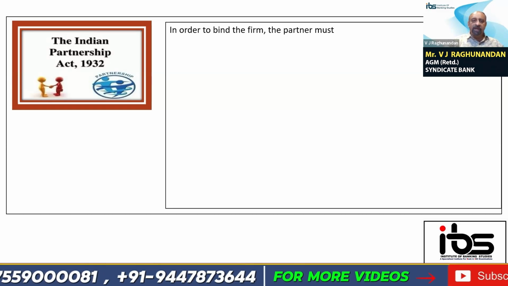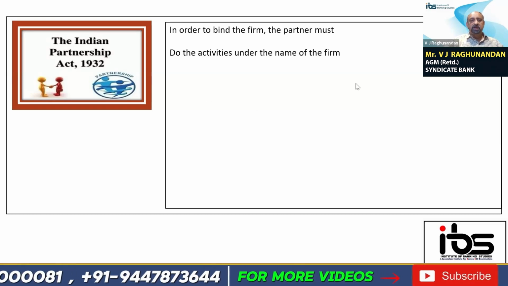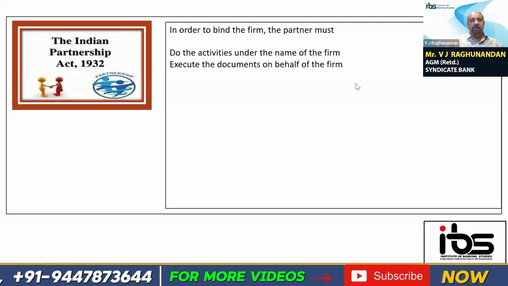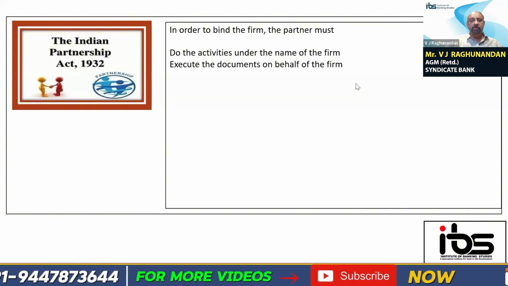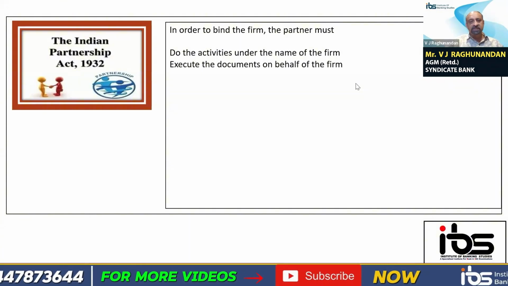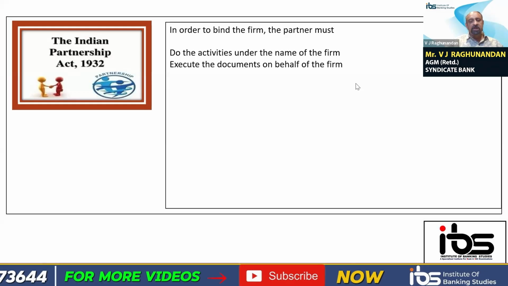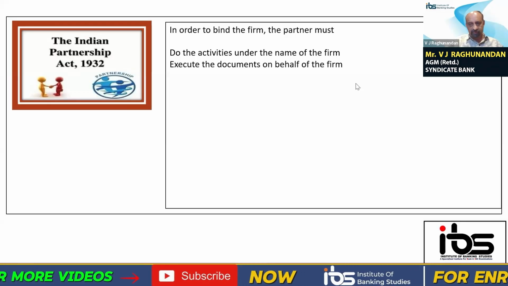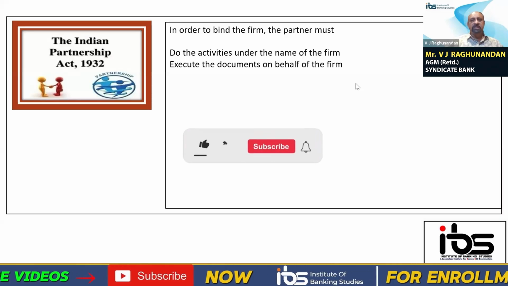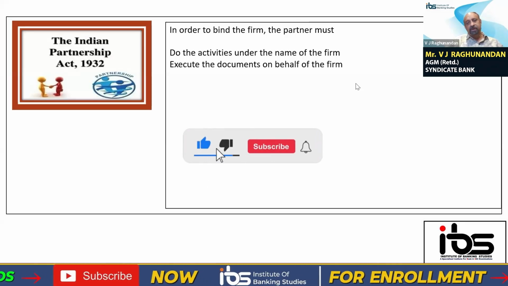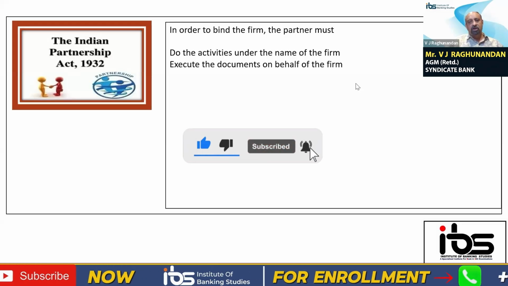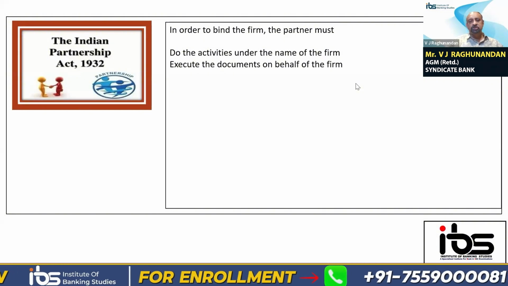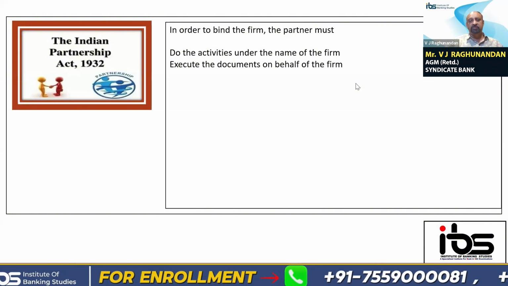Now, in order to bind the firm, the partner must do the activities under the name of the firm. Number one. Number two, he should execute the documents on behalf of the firm. Unless he does the activities under the name of the firm and executes the document on behalf of the firm, he is not binding the firm. And that is the reason why, friends, we told you that the partner has to sign by affixing the partnership firm's seal, so that he is doing it under the name of the firm.